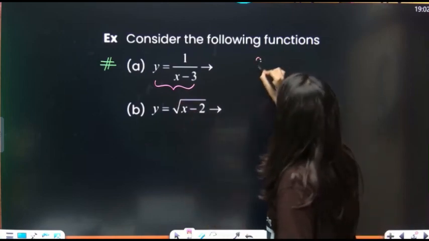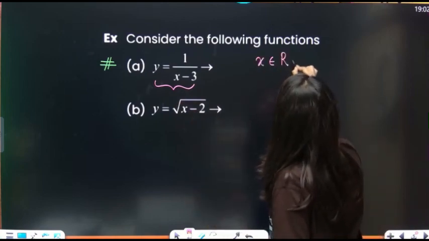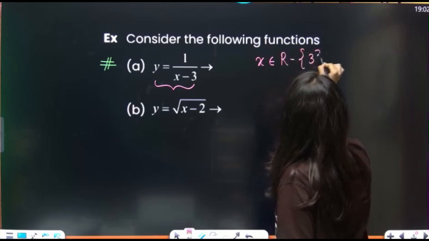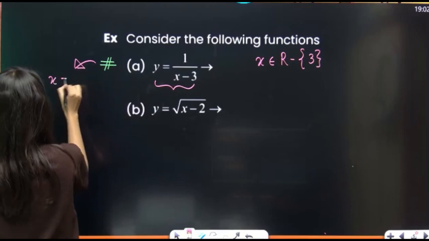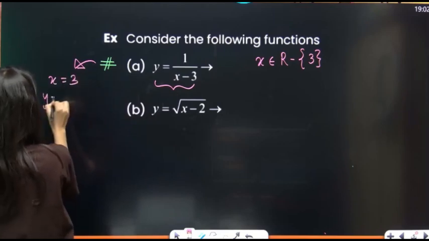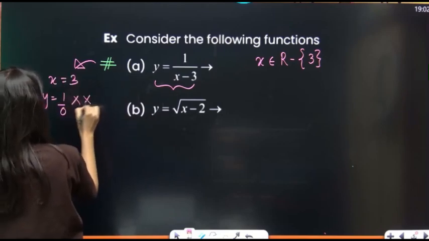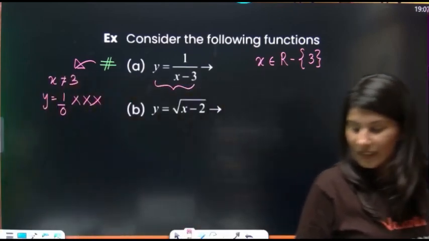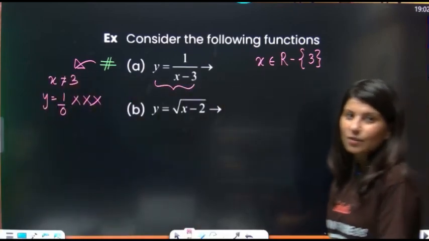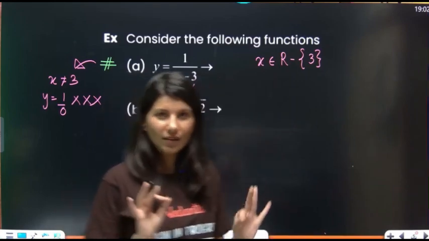So domain will be x belongs to all real values except 3, because if I put x is equals to 3, then it will be y is equals to 1 upon 0, which is not allowed. So x can't be 3. Okay, so I think this type of functions you are aware about.